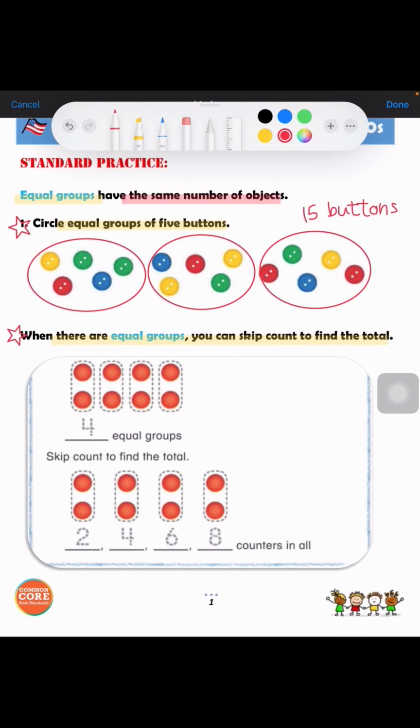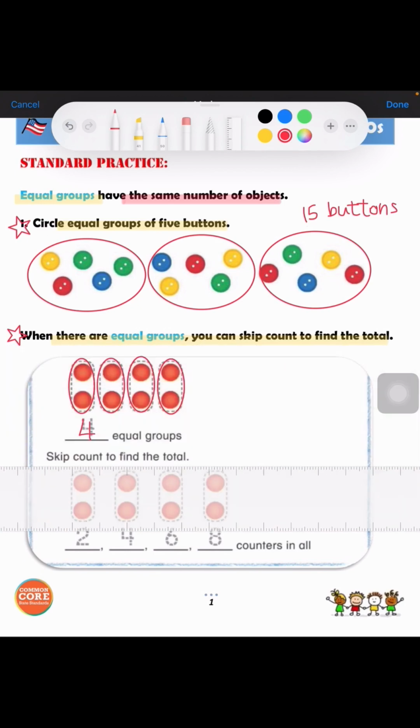In each group, there are 2 balls. How many groups are there? 1, 2, 3, 4. 4 groups. Because the number of balls in each group are the same, so there are 4 equal groups. And now we can use skip counting to find the total.